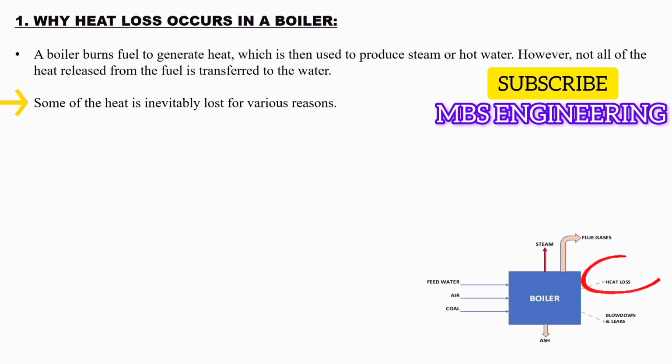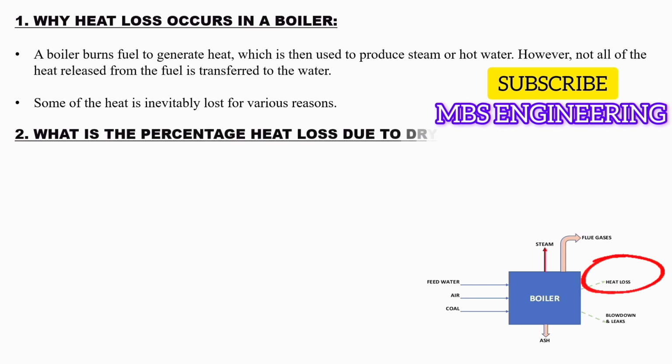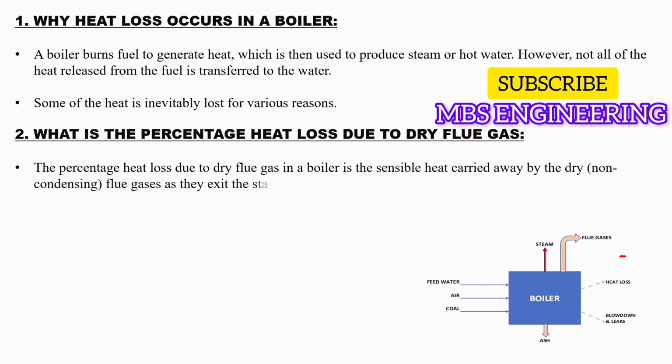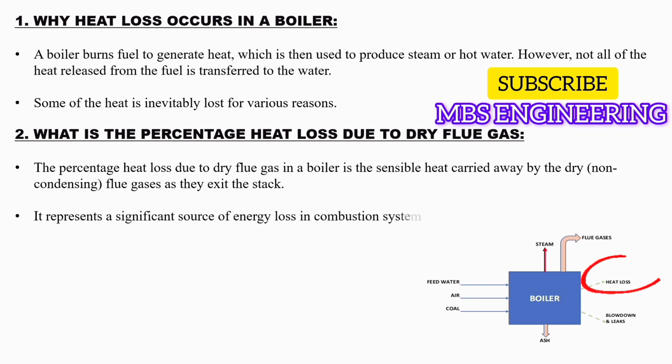Next, we will learn and understand what is the percentage heat loss due to dry flue gas in a boiler. The percentage heat loss due to dry flue gas in a boiler is the sensible heat carried away by the dry, non-condensing flue gases as they exit the stack. It represents a significant source of energy loss in combustion systems.